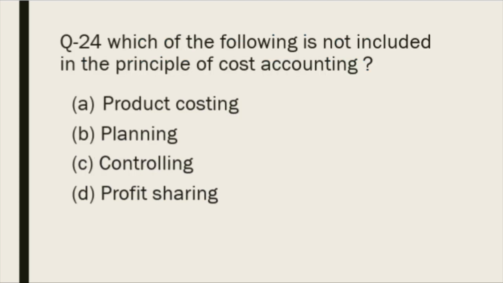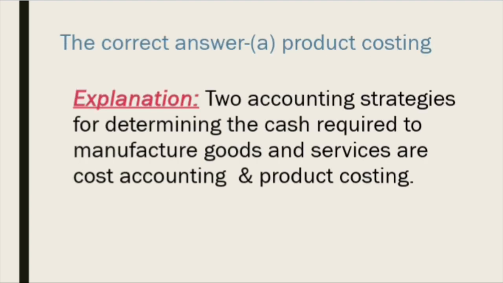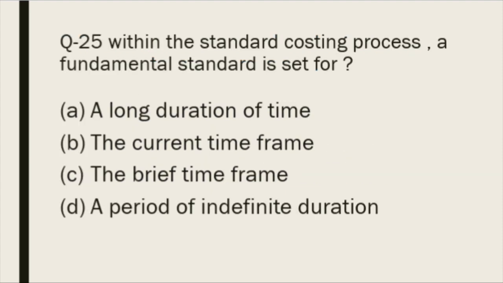Next question is that which of the following is not included in the principle of cost accounting? The four options are product costing, planning, controlling, profit sharing. And the correct one is product costing. The explanation is two accounting strategies for determining the cash required to manufacture goods and services are cost accounting and product costing.